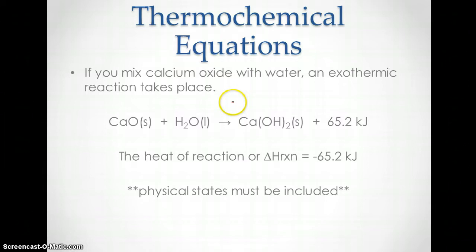So, for example, if you mix calcium oxide with water, an exothermic reaction takes place. So here's what happens. Solid calcium oxide reacts with liquid water to produce solid calcium hydroxide, and at the same time 65.2 kilojoules of heat are also produced. So having the heat on the product side of the reaction makes it an exothermic reaction because that amount of heat is being released by the system. Now we could also say that the delta H of the reaction, Rxn, is negative 65.2 kilojoules. Remember that negative means heat is released.